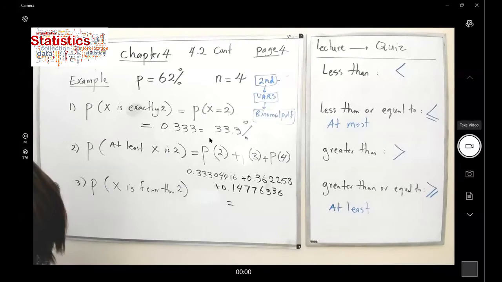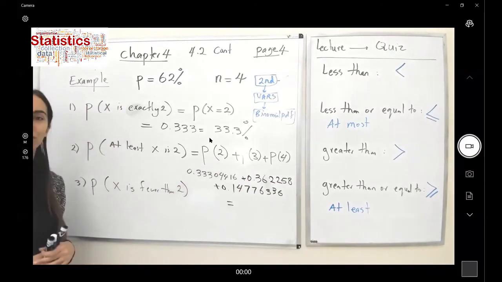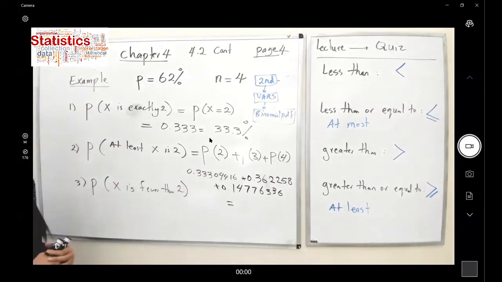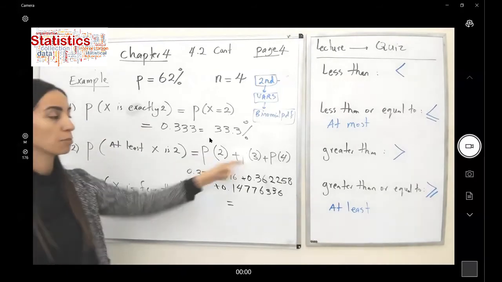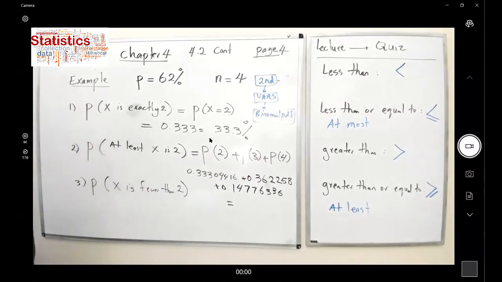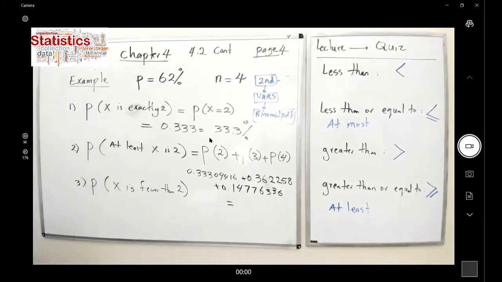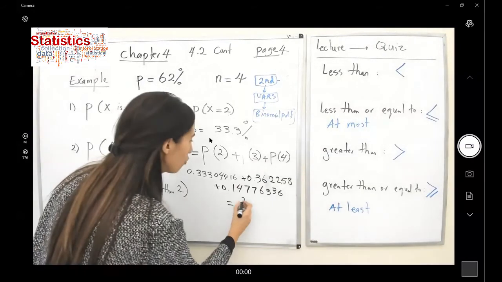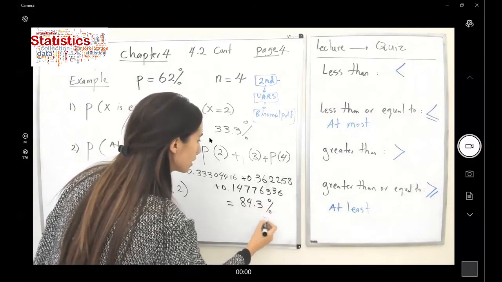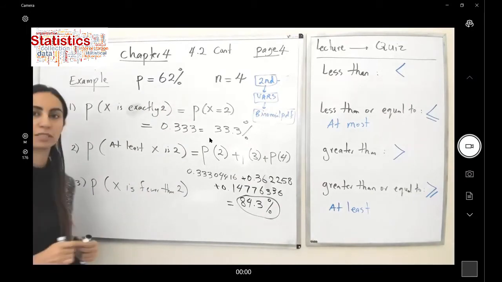by adding all of them together, what do you get? What would be the sum? If you add them all together, P of 2, P of 3, P of 4, because it says at least 2. So the probability X equals 2, probability X equals 3, and probability X equals 4. What would be your answer? What would be the sum? 84.3%. Very good.